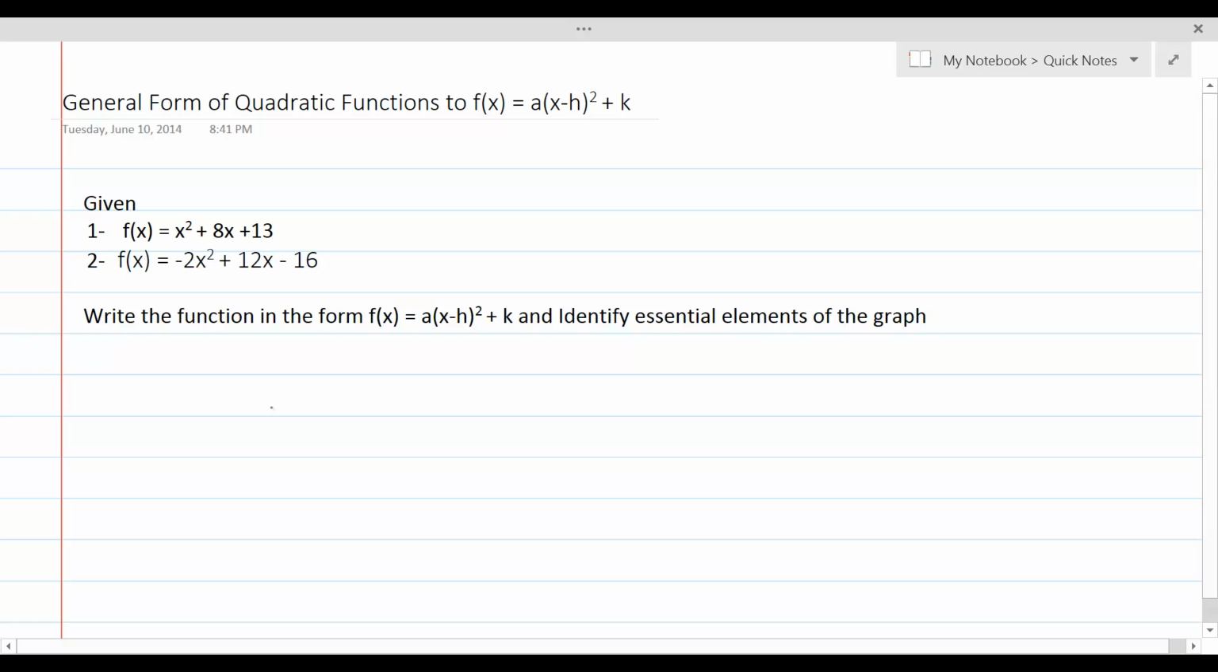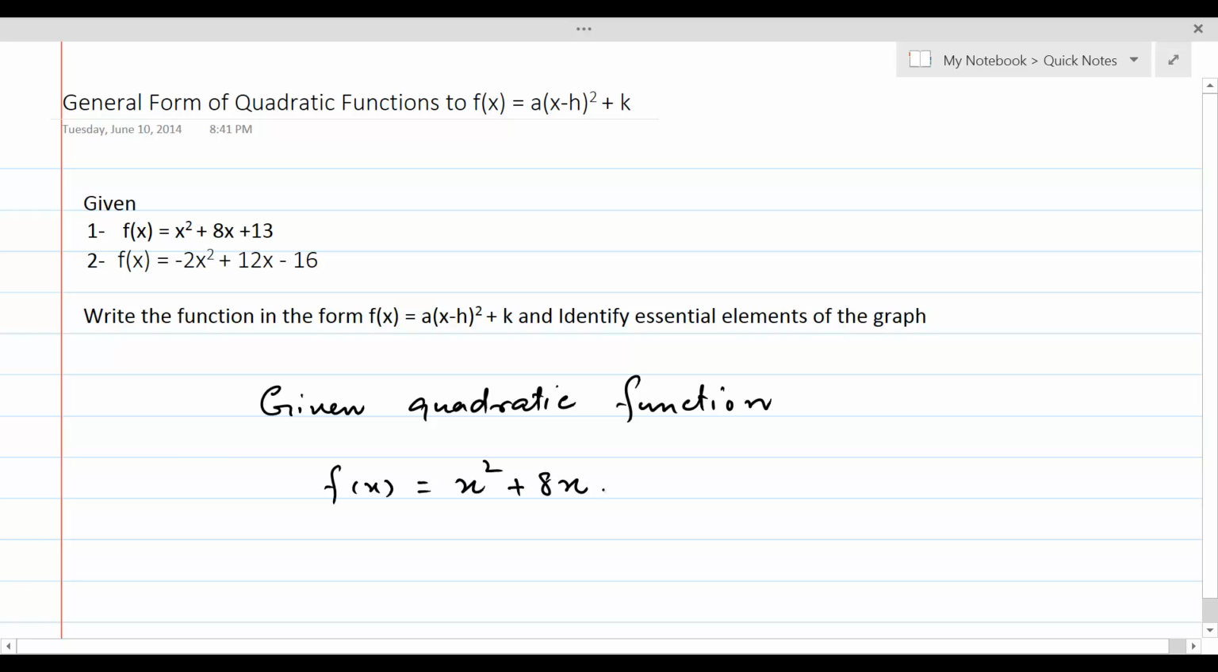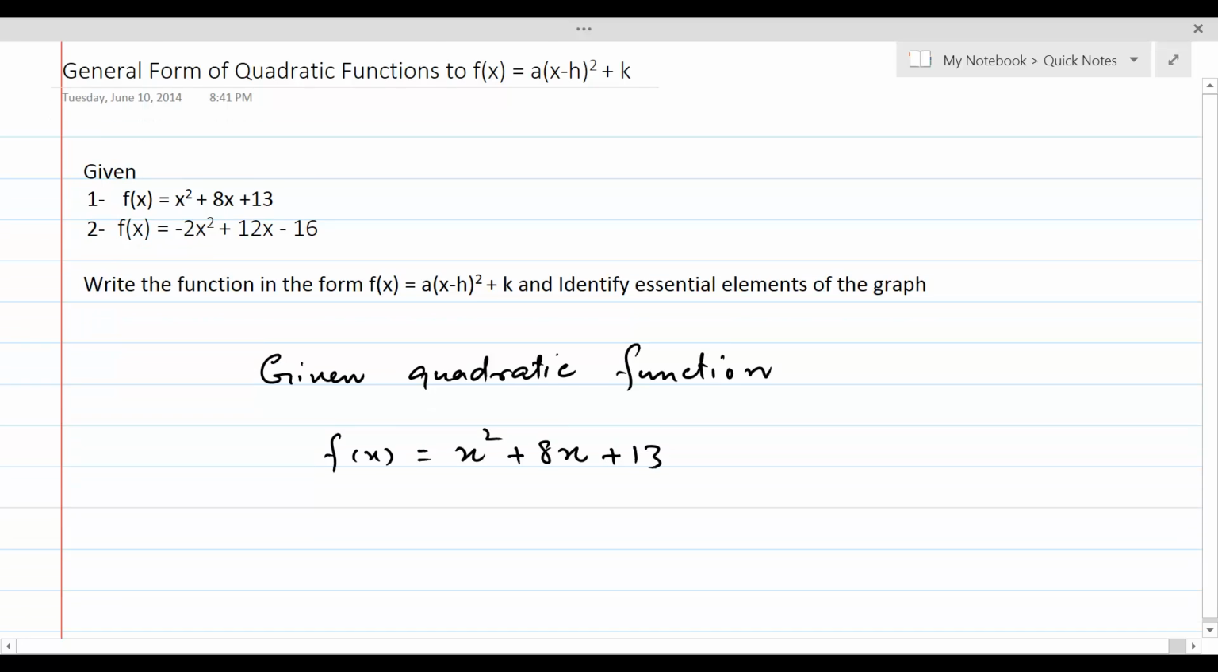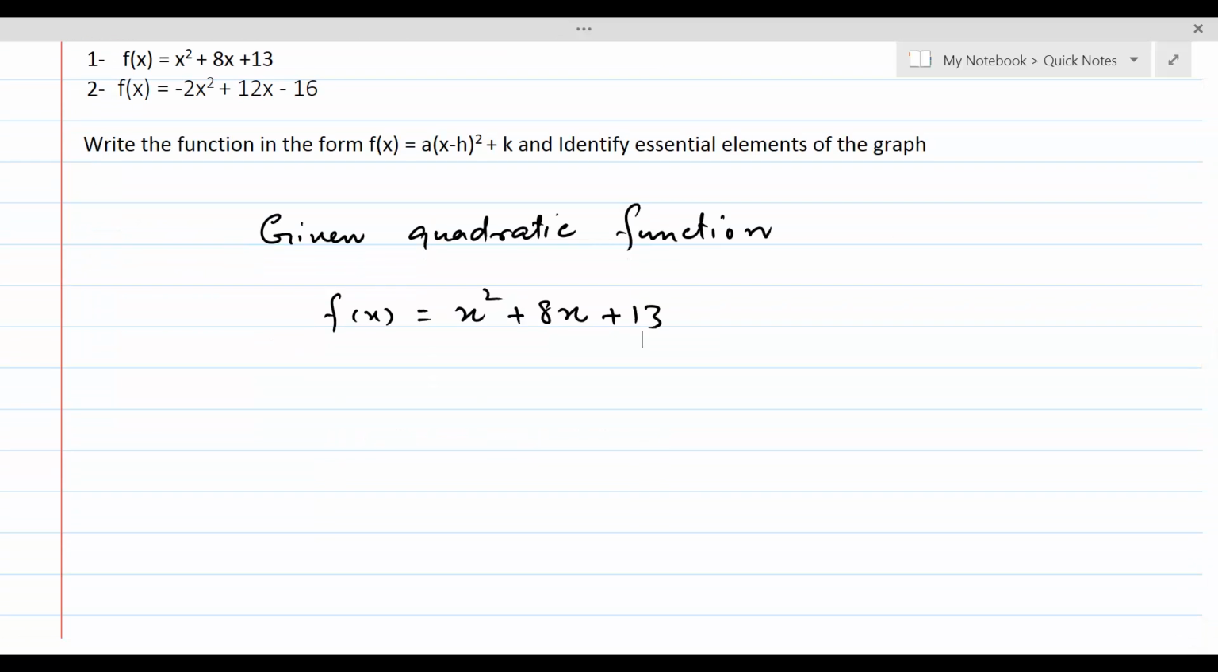Here, the given quadratic function is f of x equal to x square plus 8x plus 13. If this is the given function, we need to convert it into the form f of x.